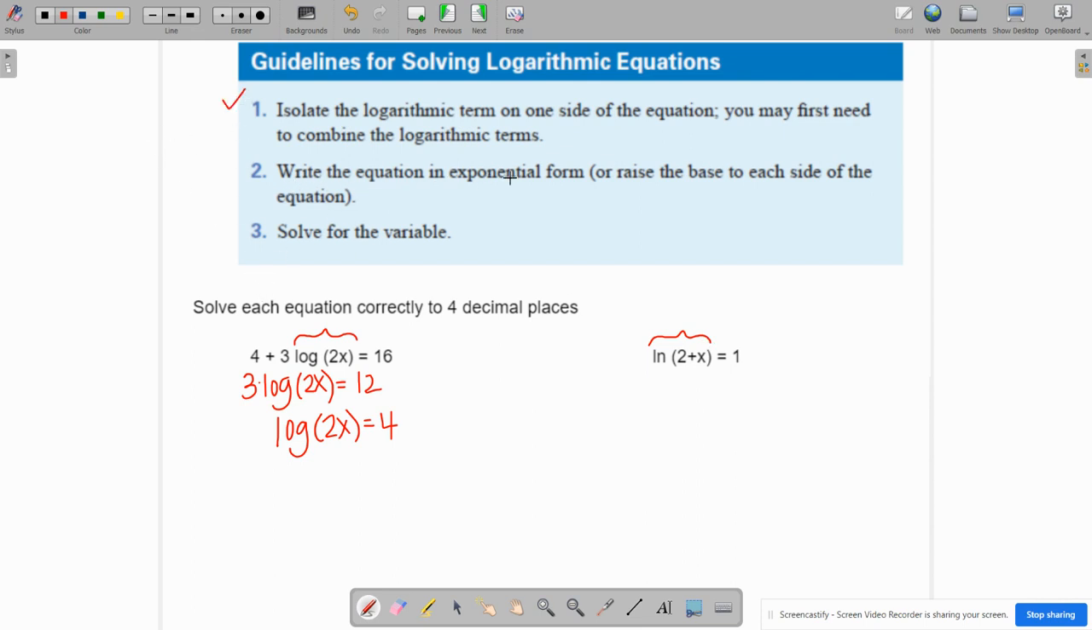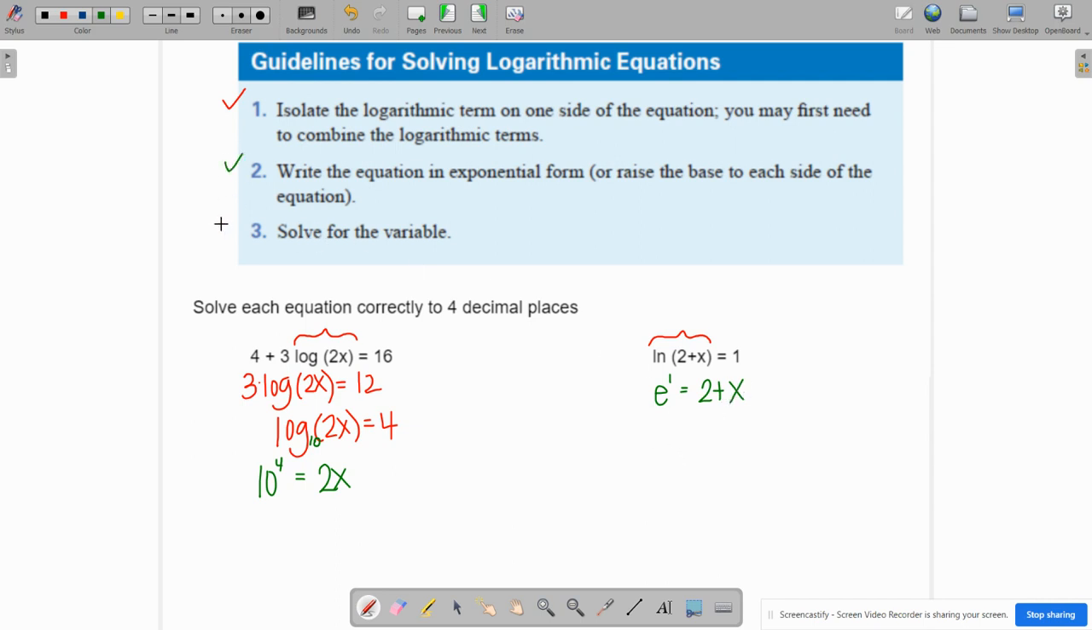Step 2 is to write the equation in exponential form. So that means that if I'm going to rewrite this side, well, a log, if the base isn't written, we know that it's a base of 10. So if we rewrite this, this says 10 to the 4th power equals 2x. Versus over here, the natural log, we know this is a base of e. So this would be saying e to the 1st power is 2 plus x.